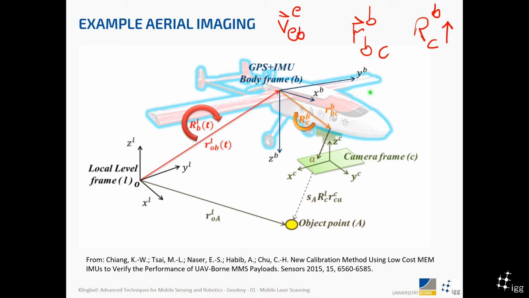This is just to remember this notation. So we have to determine this vector here, which is a lever arm, and we have to determine the rotation, which is a rotation of the camera within the body frame. And then, if we know the position of the body frame, we can combine this to a global information. And how this works, we will see later.